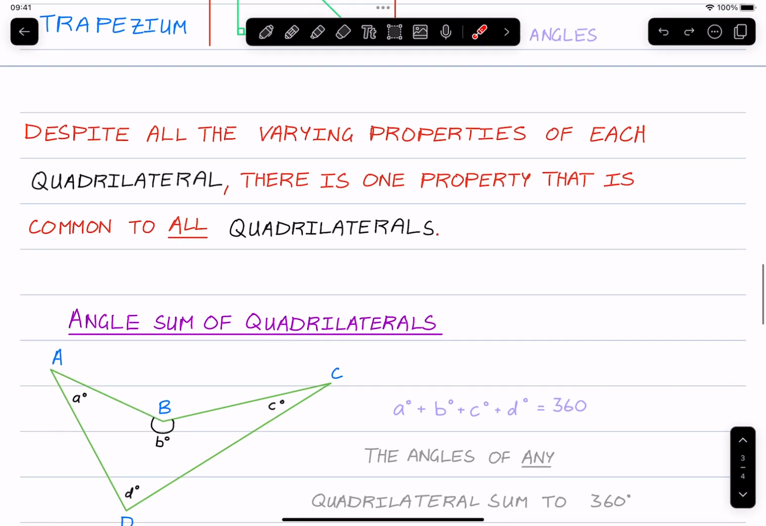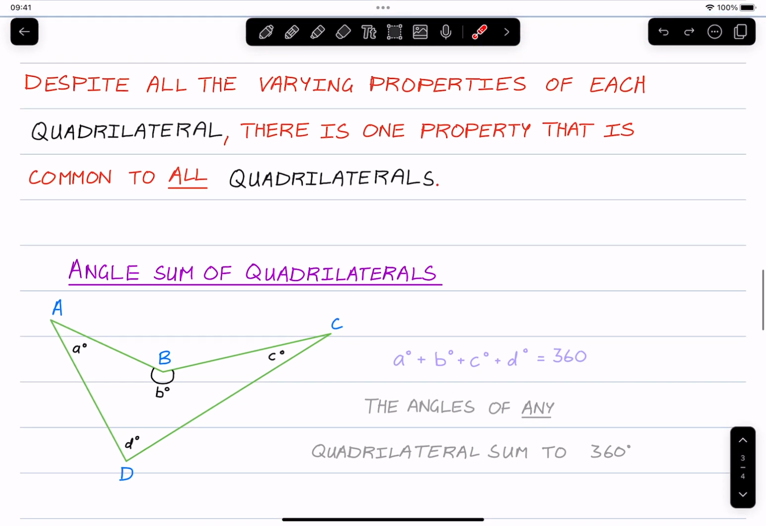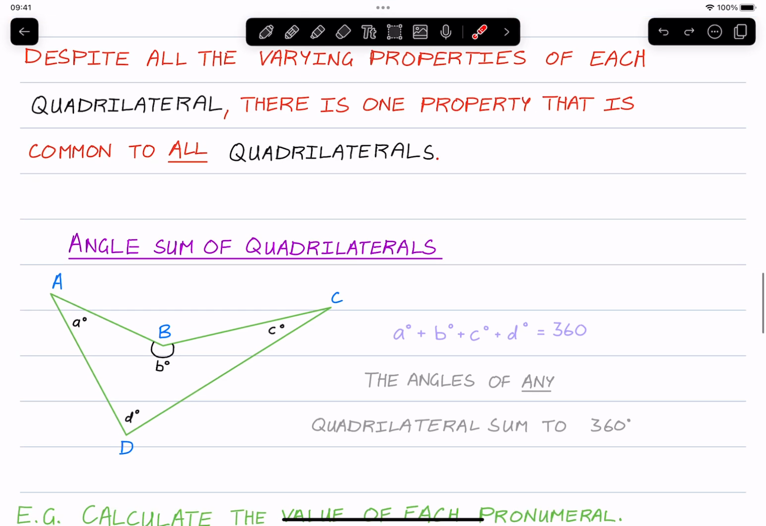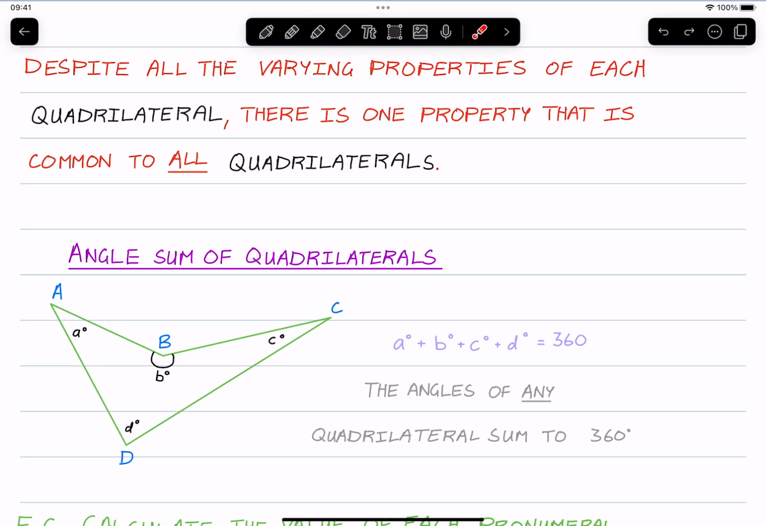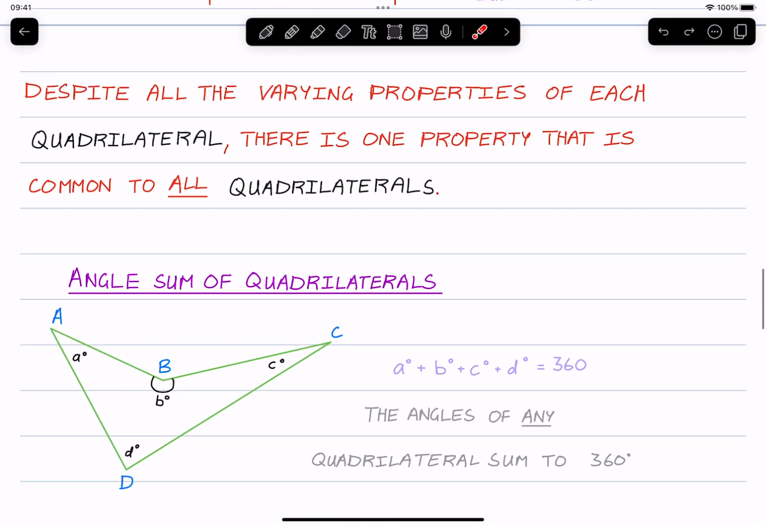Now, despite all these varying properties of each quadrilateral, there's actually one property that is common to all quadrilaterals. It's that the angles of any quadrilateral have to add up to 360 degrees. So if you were to add these four angles, angle A, B, C, and D, they must add up to 360 degrees. Now, these are just the properties that we've gone through.